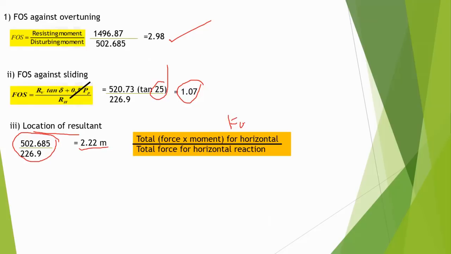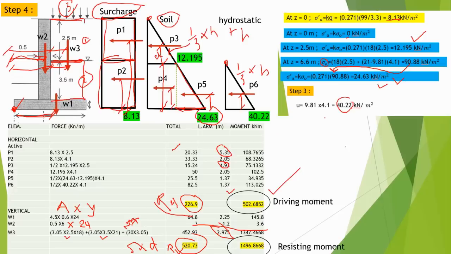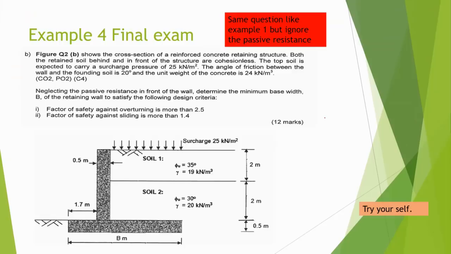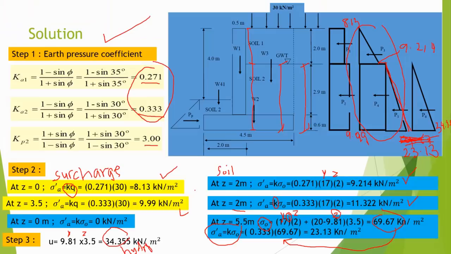Settle. So this is a question for tricky part. Okay, this is very easy, right? So this is a final exam example. Same question like example 1 before. But ignore the passive resistance. Maksudnya angle dia ni lah berbeza. So kita kena angle berbeza, okay? Same like this question, example 1 this. Same this example 1, same.